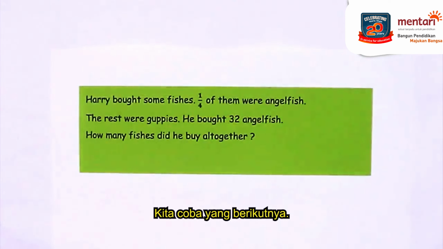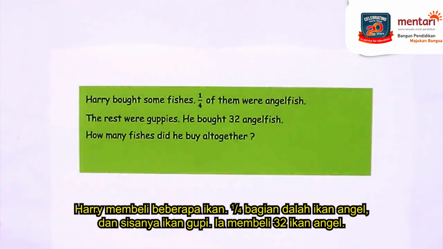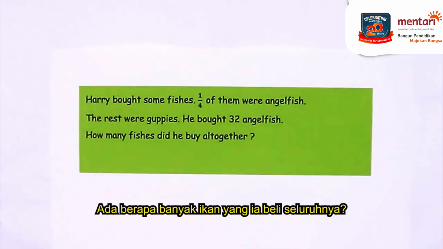Let's try the next one. Harry bought some fishes. 1/4 of them were angelfish. The rest were guppies. He bought 32 angelfish. How many fishes did he buy altogether?